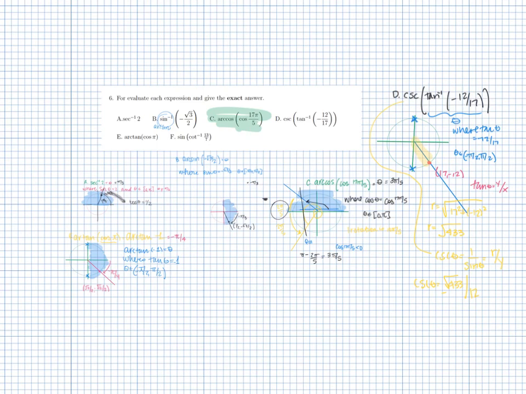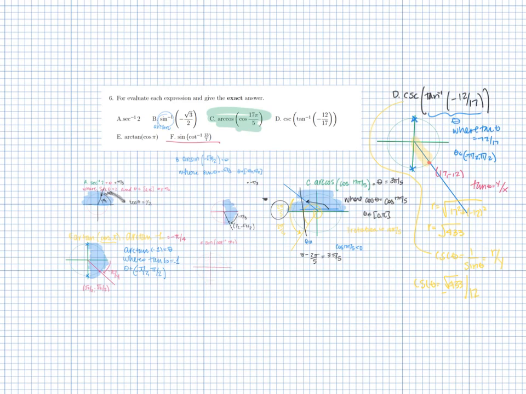Now we'll look at this last question here, F, and we'll zoom in here to do that one. So F is the sine of the arc cotangent of 13 over 7. We're going to do this similar to the way we did part D. So I'll put our circle back up here on the screen and we can see exactly how we can divide this into pieces.